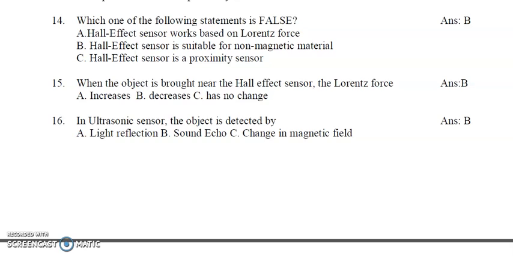So the wrong statement, or false statement, is that Hall effect sensor is suitable for non-magnetic material. So answer is B. Hall effect sensors can be used only for ferromagnetic or magnetic material. Non-magnetic material cannot be sensed by Hall effect sensor.